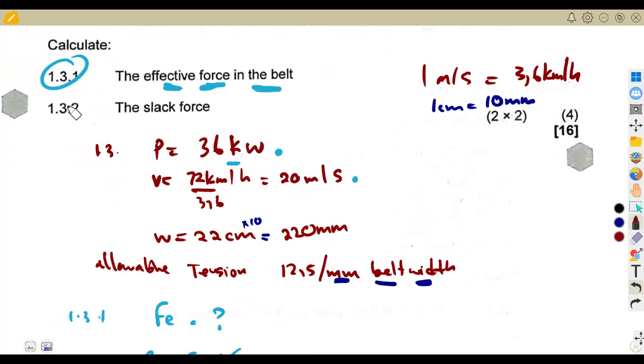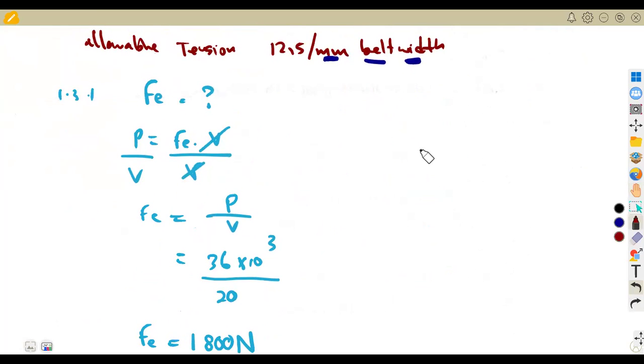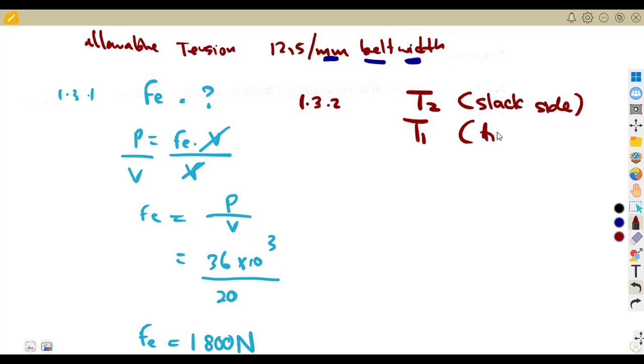Then 1.32 was to calculate the slack force, which is the tension that we have on the slack side. That is the force on the slack side. That is our T2, the slack side. Remember, it's T2. This is our slack side. Then for the tight side, remember, it's T1. That is for the tight side.